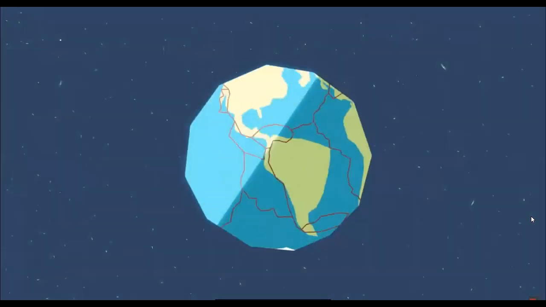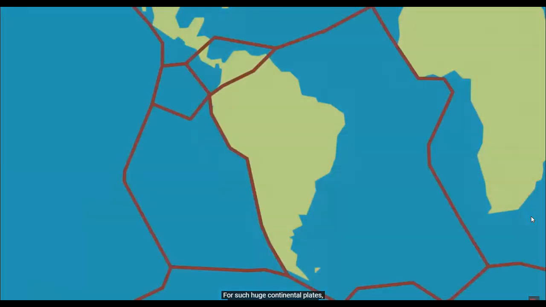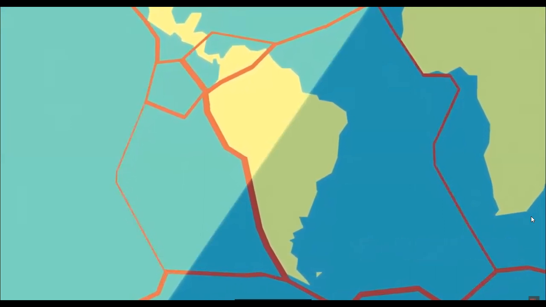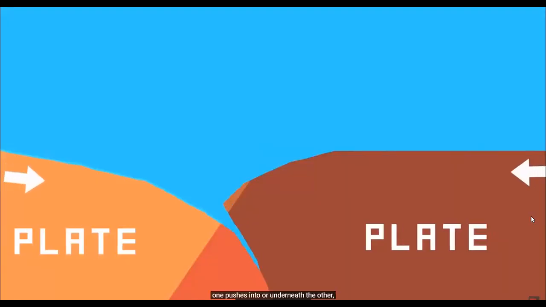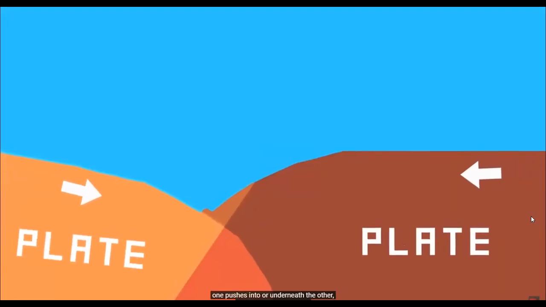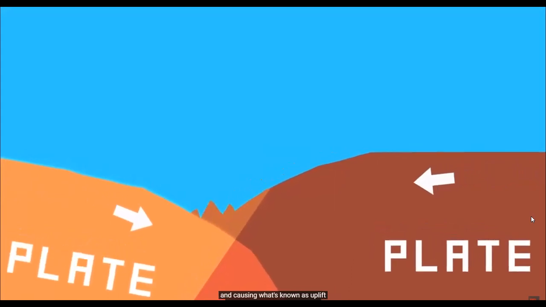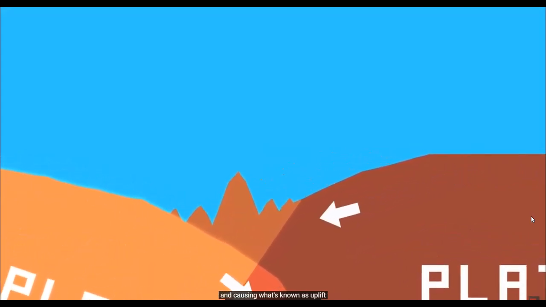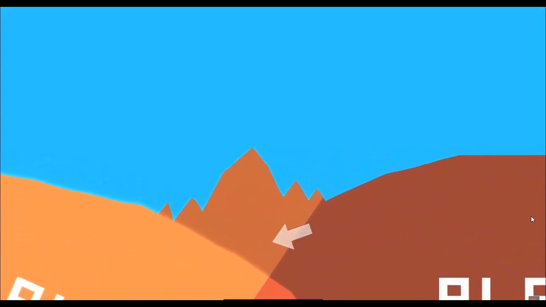Pieces of crust constantly move over, under, and around each other. For such huge continental plates, the motion is relatively quick. They move 2 to 4 centimeters per year, about as fast as fingernails grow. When two plates collide, one pushes into or underneath the other, buckling at the margins and causing what's known as uplift to accommodate the extra crust. That's how Everest came about.